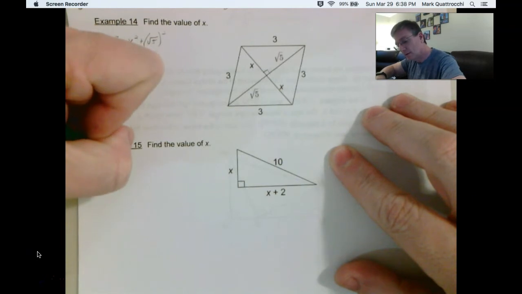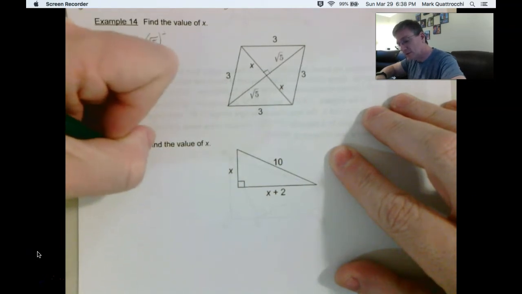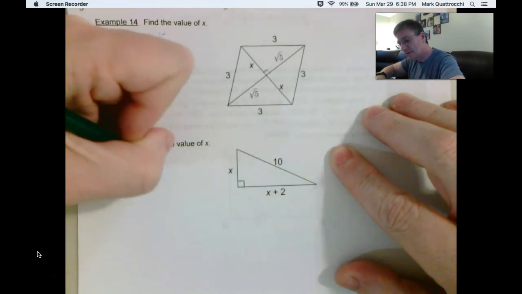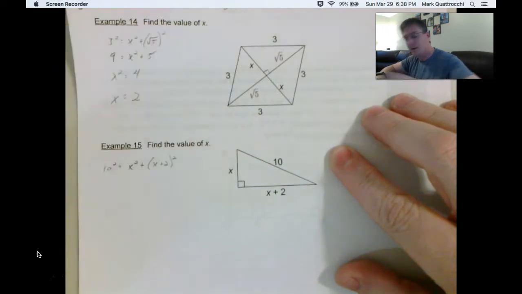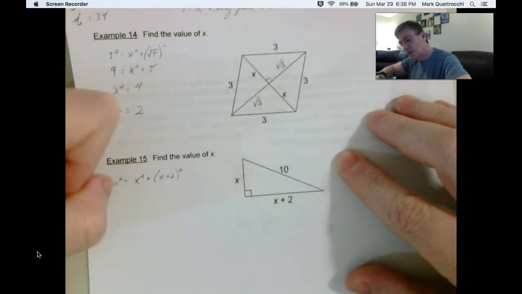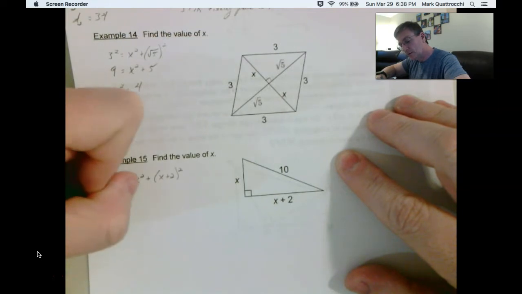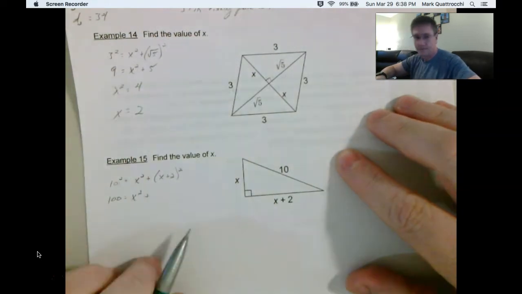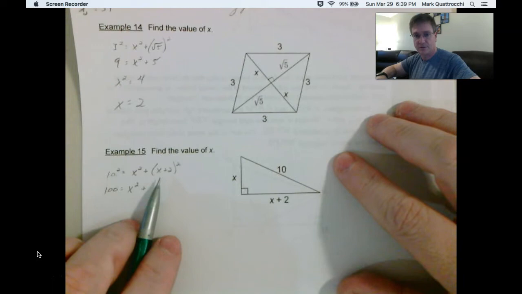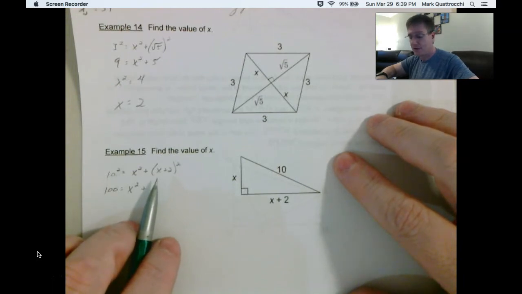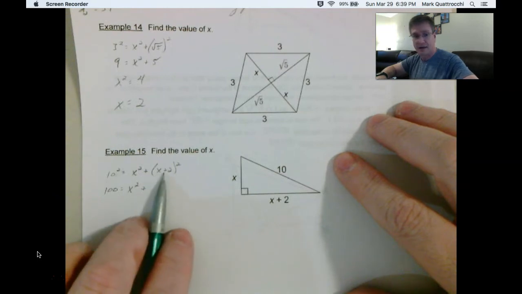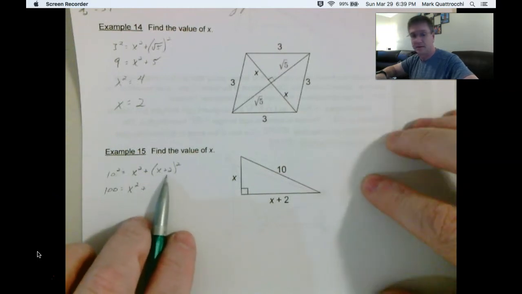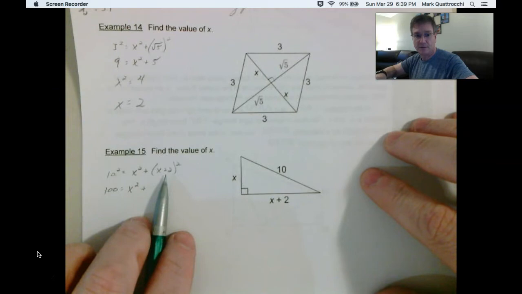10 squared equals x squared plus (x plus 2) squared in parentheses. 100 equals x squared plus. Now, a common mistake for students who took Algebra 1 last year and are forgetting what they need to remember is that this is not x squared plus 4. This is x plus 2 times x plus 2.